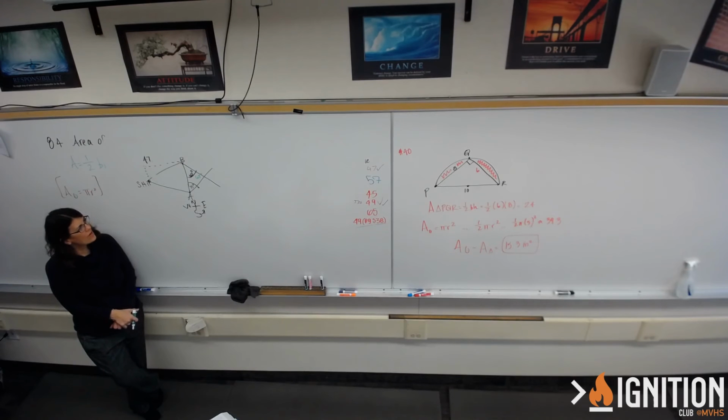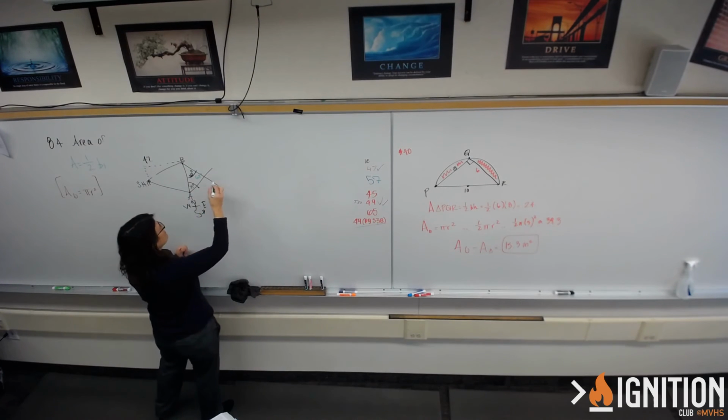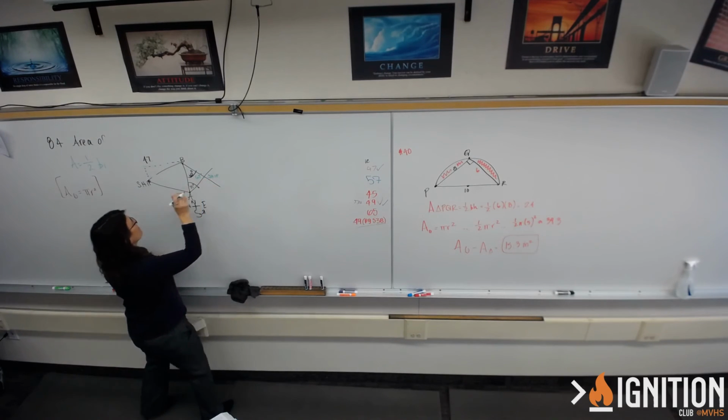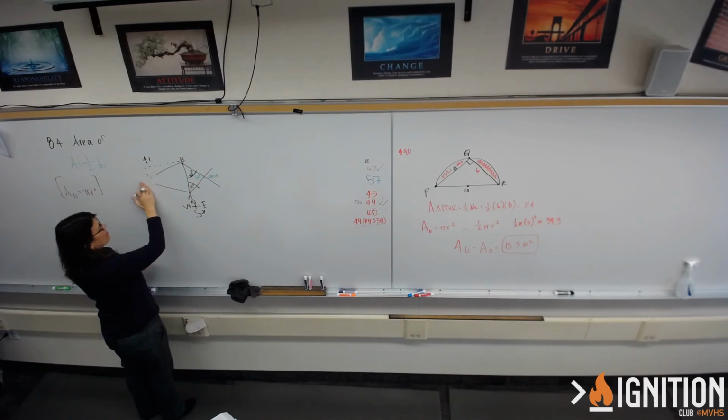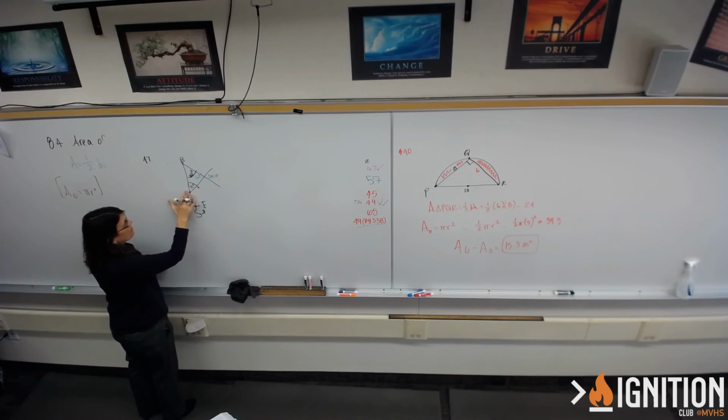Do I have the ship on the wrong side? Yeah, that's why I'm all confused. I have the ship on the right side, so the ship is here. I have the northeast part wrong. I could have drawn it the other way, but it wouldn't have made much sense.